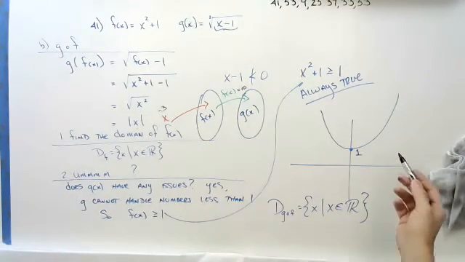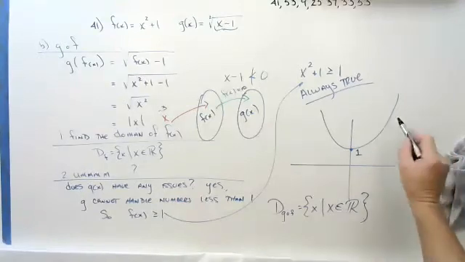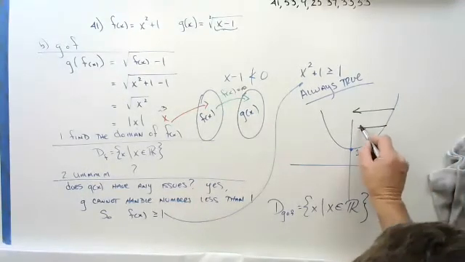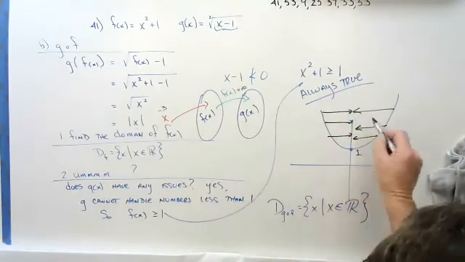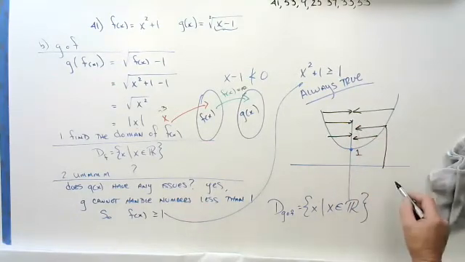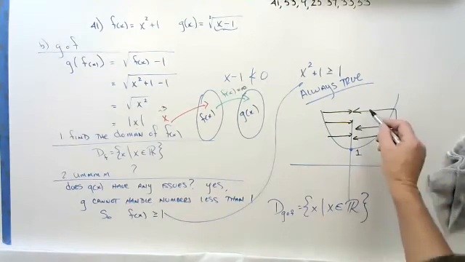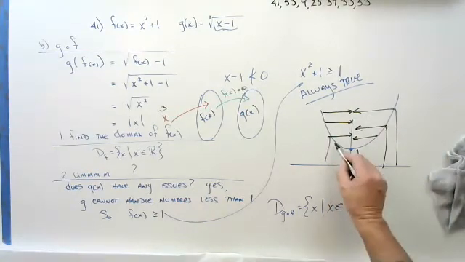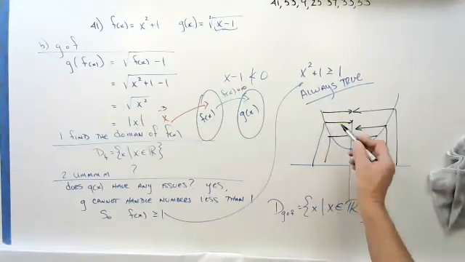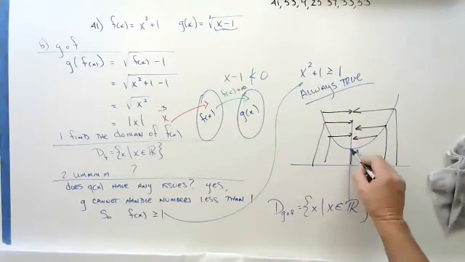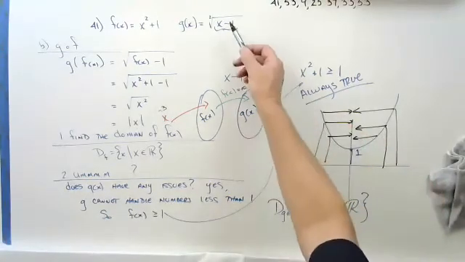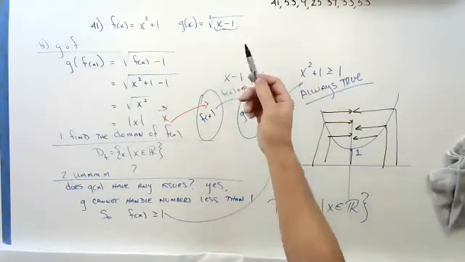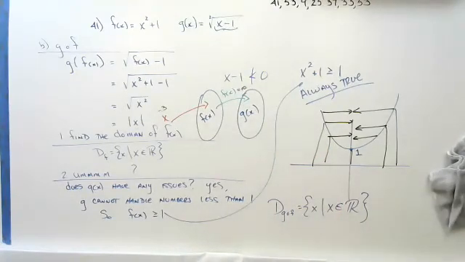Well, look at the picture. F never gives us answers that are negative. You give me an X, it gives me a positive. You give me a negative X, it gives me a positive. You give me 0, it gives me a positive. So it's never going to break the square root because it's never going to give us a negative. And it always gives me somebody bigger than 1.